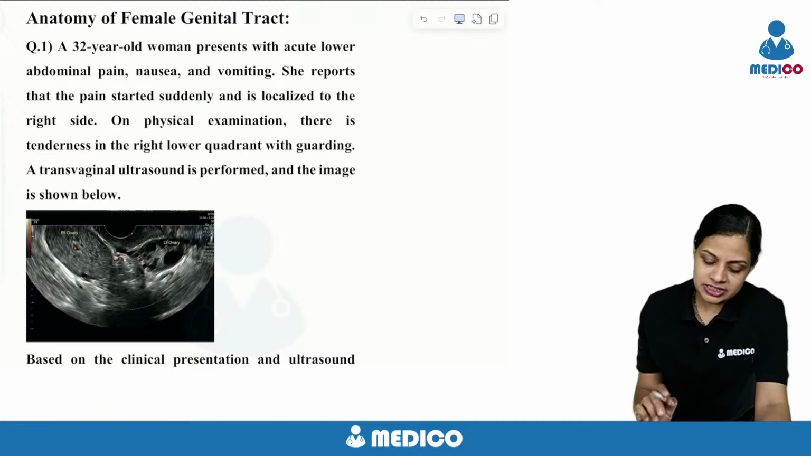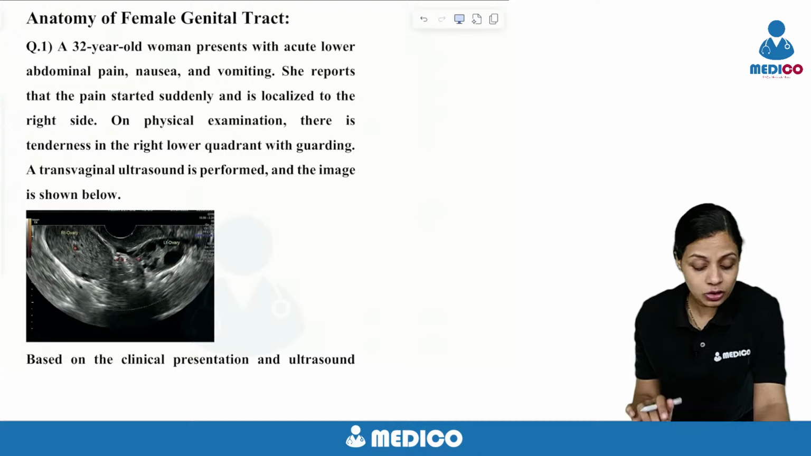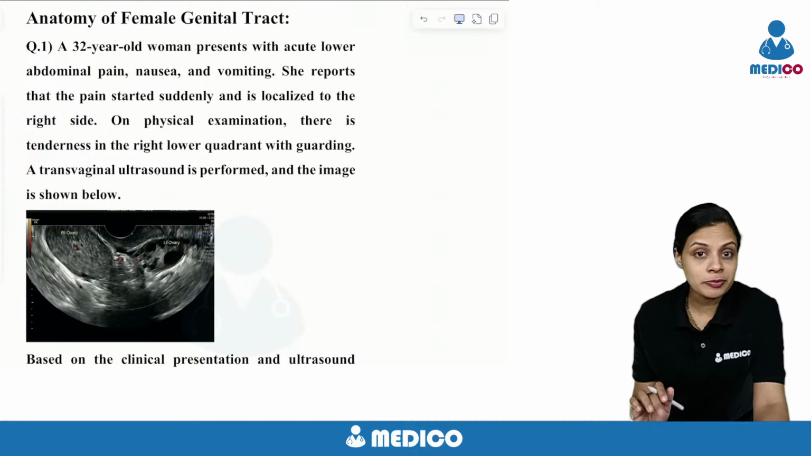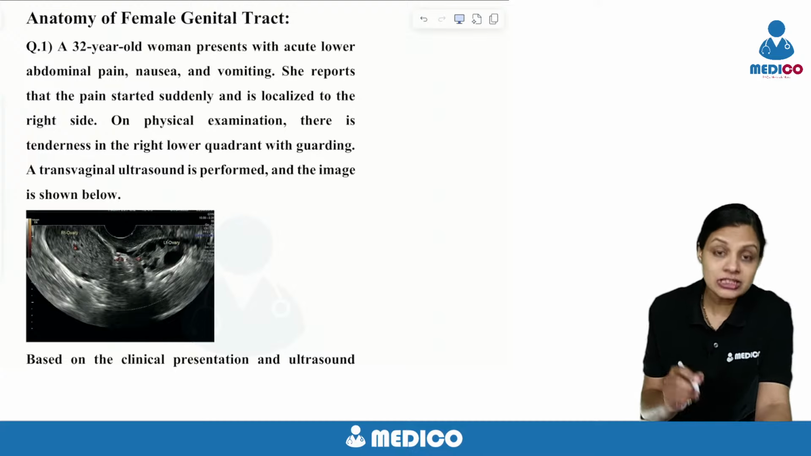On physical examination, she has tenderness and guarding in the lower abdomen. A transvaginal scan is inconclusive, but the clinical suspicion for a ruptured ectopic pregnancy is high. The physician decides to perform a culdocentesis to confirm the diagnosis. Which anatomical space is accessed during a culdocentesis? They have given the picture also.